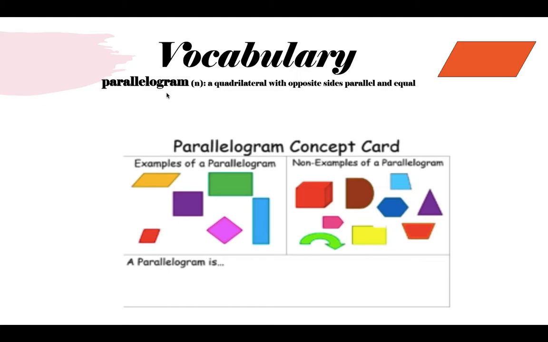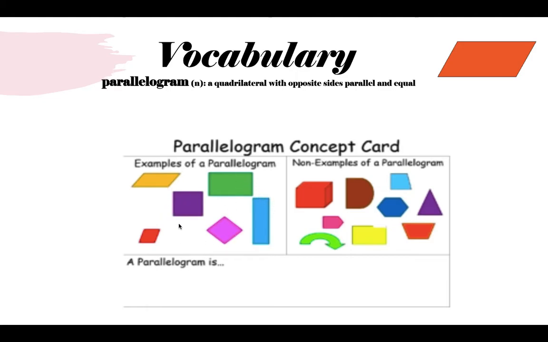Vocabulary. What's a parallelogram? It's a quadrilateral. Quad means four. Lateral means lines, sides. So we have 4 lines with opposite sides that are parallel and equal. So this is opposite and this is opposite. They're the same distance. They're parallel and they're equal. Same with this opposite side and this opposite side. They're the same distance. They're equal and they're parallel.